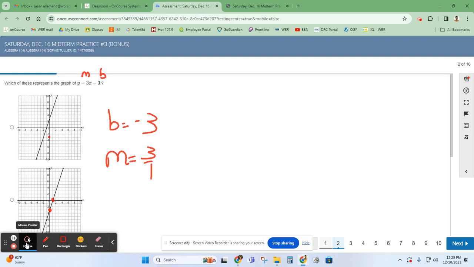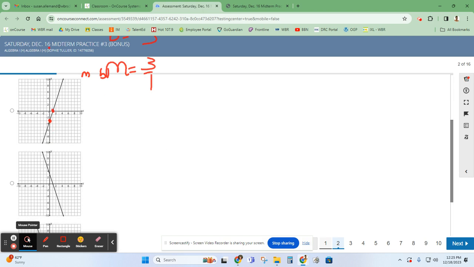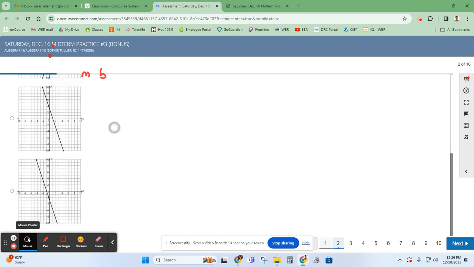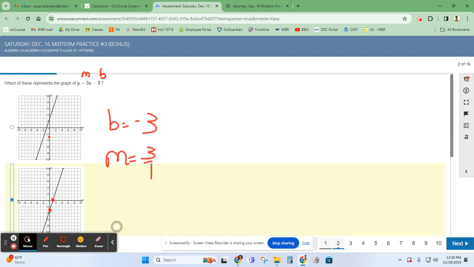Just to be sure, you could always check all of the options though. If I look at the other ones, that's not at -3. This one is at -3, but I see it's got a negative slope there and ours does not. So that's the right answer.